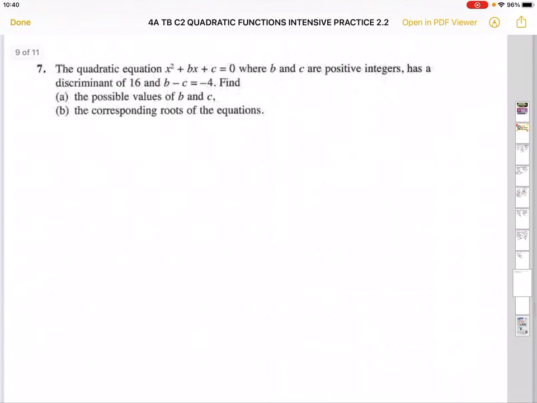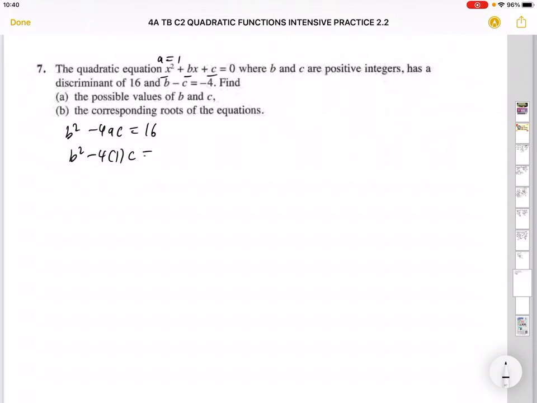A quadratic equation x squared plus bx plus c, where b and c are positive integers, has a discriminant of 16 and b minus c equals negative 4. So find the possible values of b and c. Number 1, discriminant is your b squared minus 4ac, and it's now 16. As you can see from here, your b is the same, your c is the same, only that your a is now 1. So we can just substitute a with 1, and therefore b squared minus 4c is 16. You can call this equation number 1.